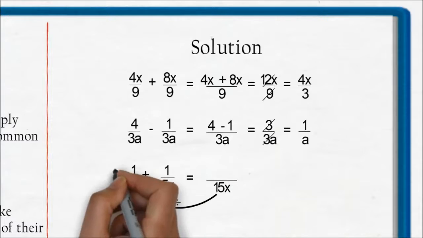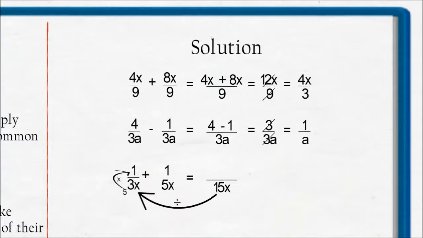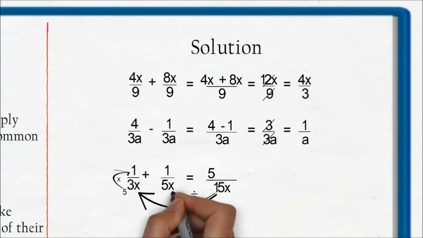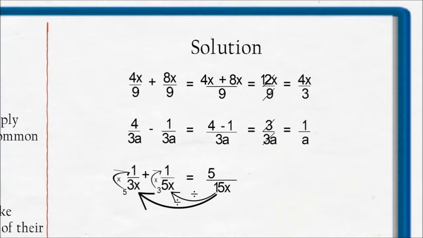Next, we multiply 5 by 1. That will give us 5. Next, we divide 15x by 5x. That would give us 3. 3 multiplied by 1, then we have 3. So we can go ahead and add the numerators now. 5 plus 3 to give us 8. So we have 8 over 15x.